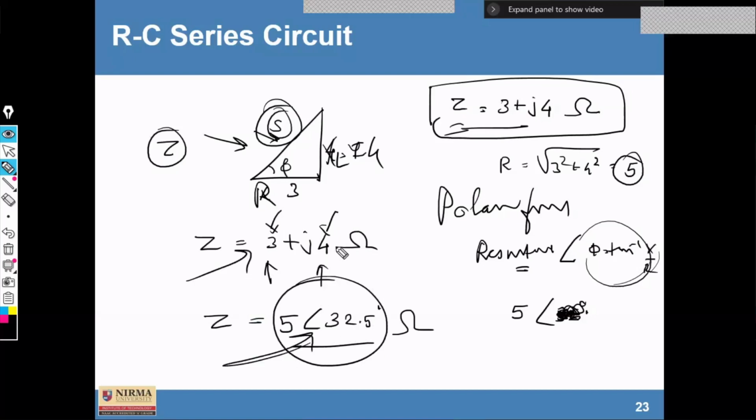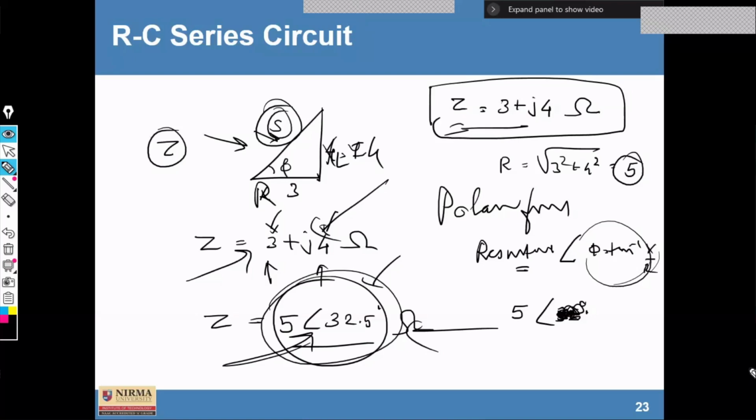Because sometimes if there are more than 2 components or quantities acting simultaneously, the multiplication would be difficult in Cartesian form. So the better option is to convert all this Cartesian form into polar form, and in polar form, we can easily add and subtract various values. Got it?